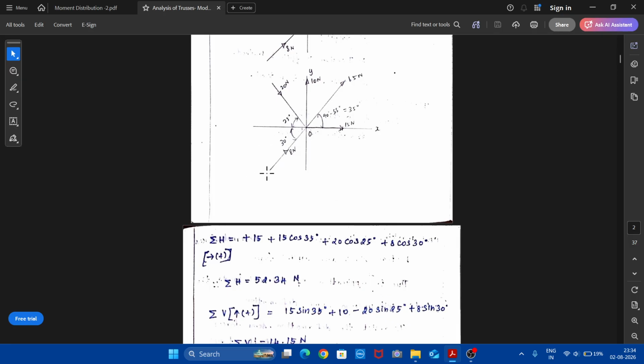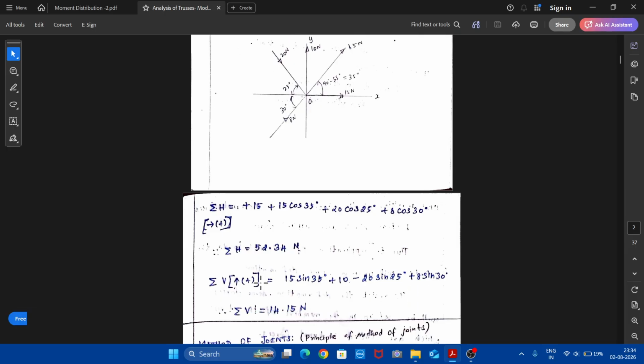And coming to this inclined force, this 8 when resolved vertically, 8 sine 30, and the arrowhead will be pointing upward, therefore plus. Therefore this will be sigma V. So this is how we should find the sum of all horizontal forces and the sum of vertical forces.